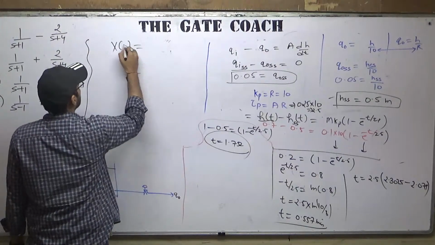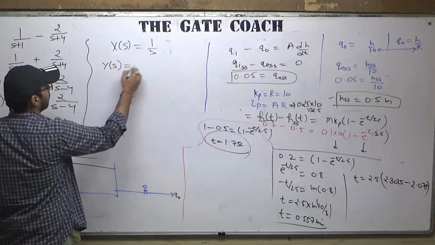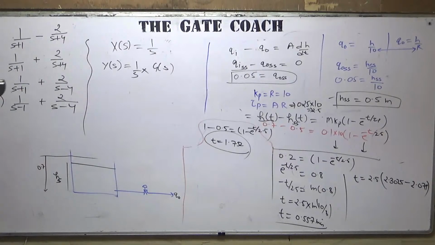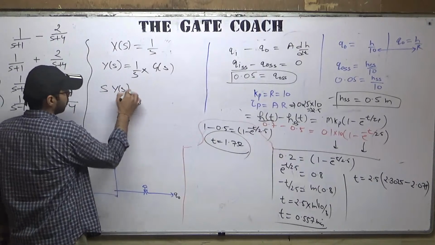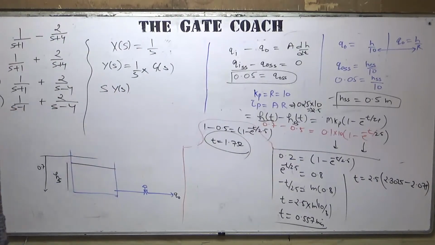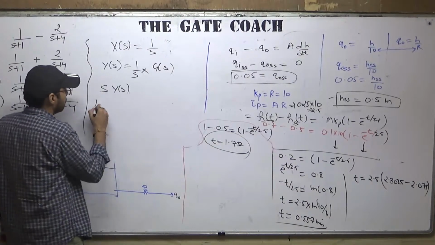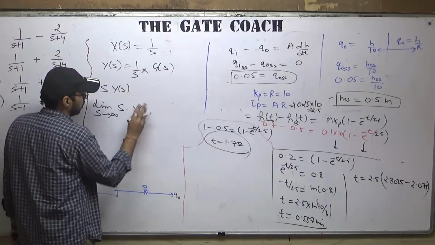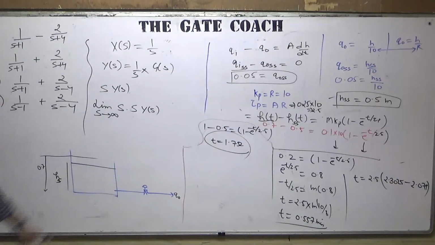So X of s is equal to 1 by s. So Y of s becomes 1 by s into G of s. These all are G of s. We need to calculate the slope. Slope means s into Y of s. And initial slope means applying the initial value theorem: limit of s tending to infinity of s into Y of s. Apply this for every part and you will get the answer.